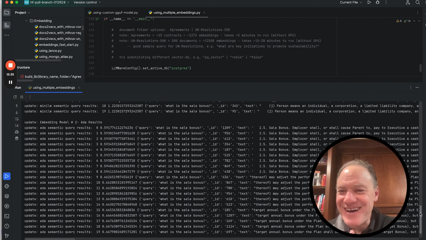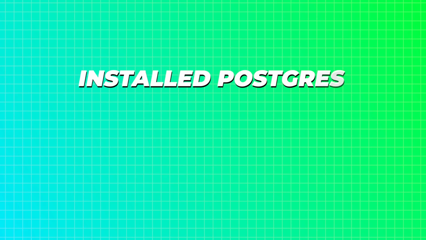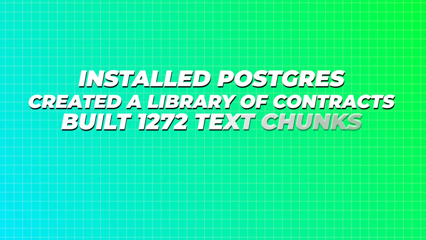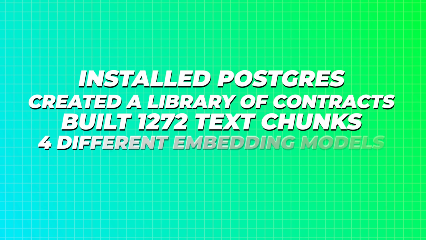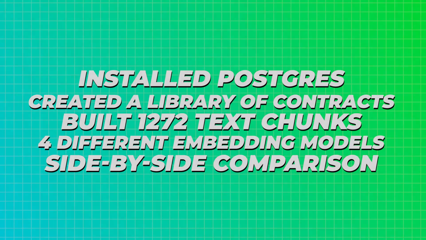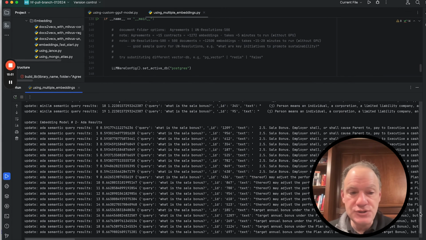So we have covered a lot of ground. We installed Postgres. We created a library of contracts. We built 1,272 text chunks. We ran it through four different embedding models. And then we did a side-by-side comparison of looking at some query results against two different models.